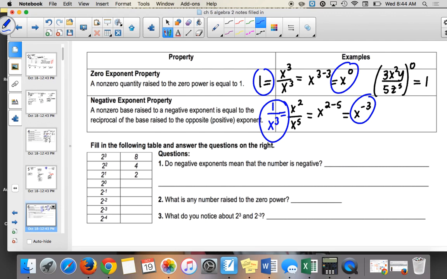So if you have x to any negative power, just do 1 over and then put the positive exponent. I like positive exponents in the end. All right, so what if you have a fraction?